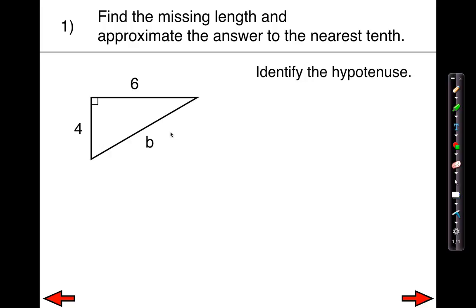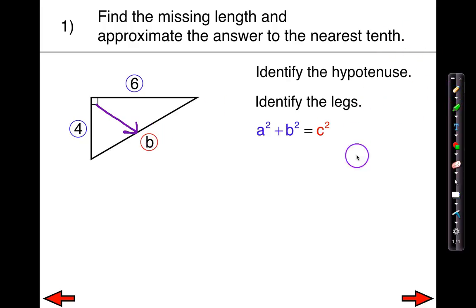We're going to first find the hypotenuse. So I'm going to go across from the right angle and see that the hypotenuse is b. Therefore, the legs are going to be 4 and 6. So I'm going to plug that into the formula. a squared plus b squared equals c squared. It doesn't matter which one you label a, which one you label b. So I'm just going to call a the 4 and b the 6.